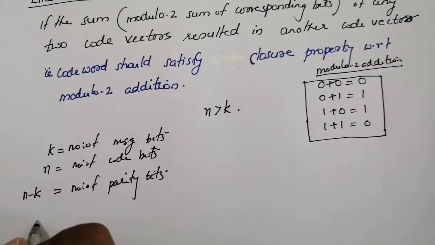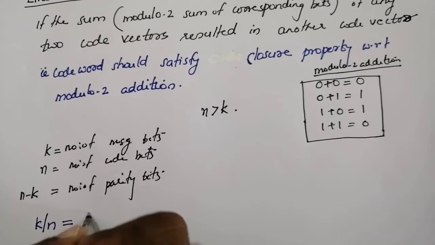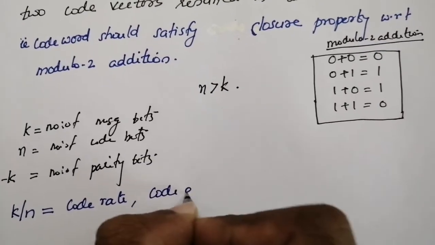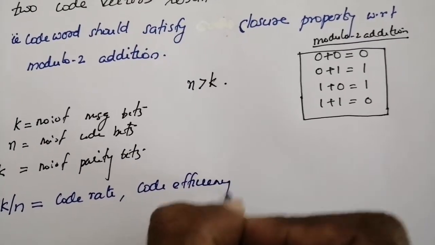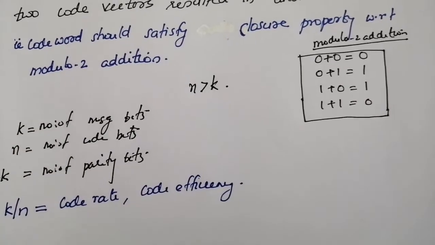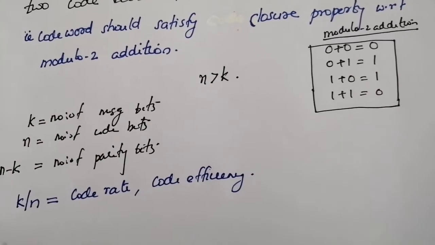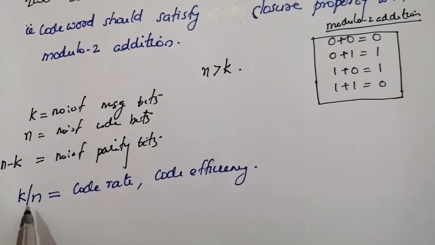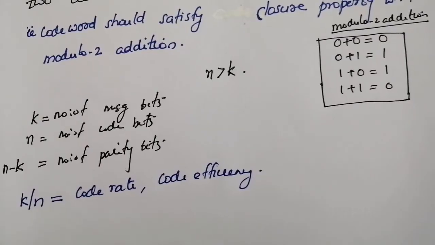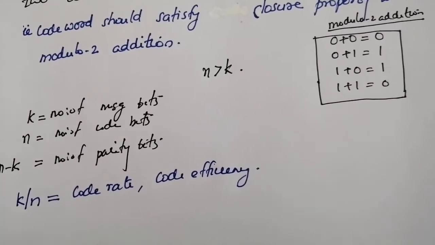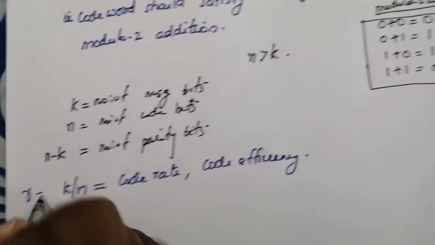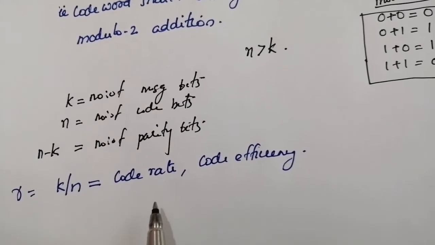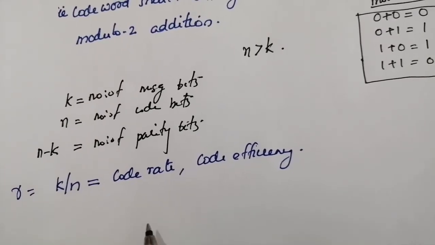Also, k by n is called code rate. Sometimes it's also called code efficiency. We can define code rate as the ratio of the number of message bits to the number of coded bits. The code rate is designated as R. We need to keep the code rate close to 1 in order to achieve bandwidth efficiency.